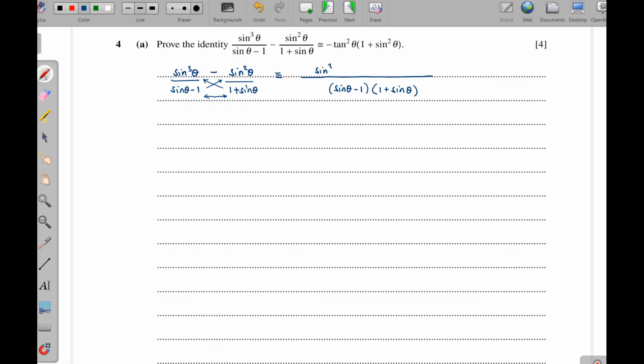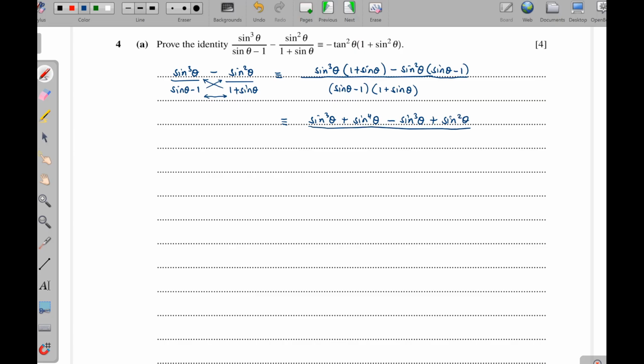So this is sine cubed theta into 1 plus sine of theta, and then minus sine squared of theta times sine theta minus 1. When we open, the denominator is actually a difference of two squares. I can switch these ones here, and then I have sine theta plus 1. But maybe let's go slow. Let's open the brackets. We are going to have sine cubed theta, then plus sine to the power 4 of theta, minus sine cubed of theta, then plus sine squared theta.